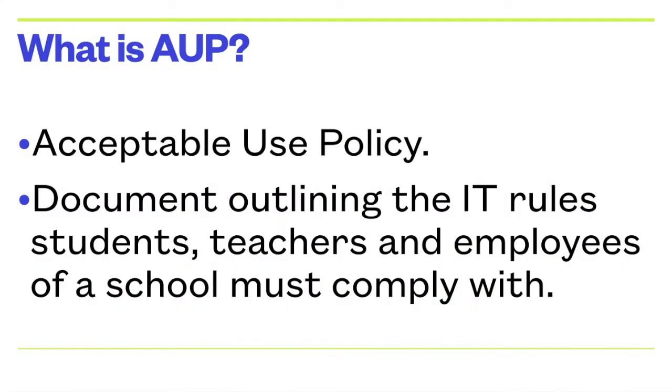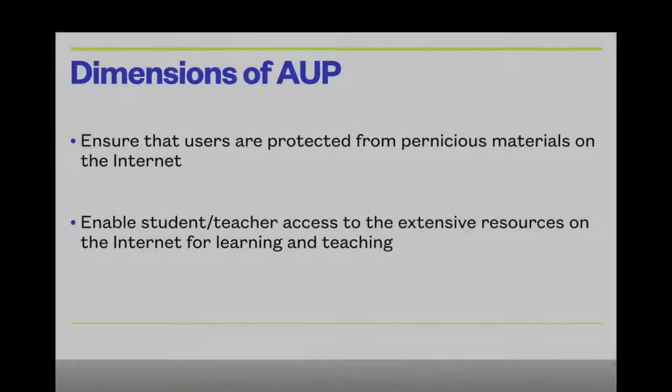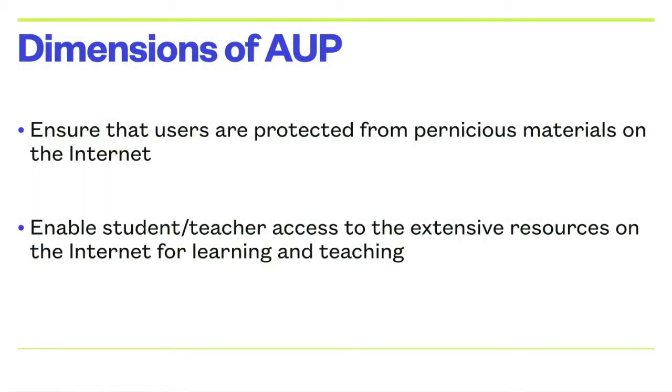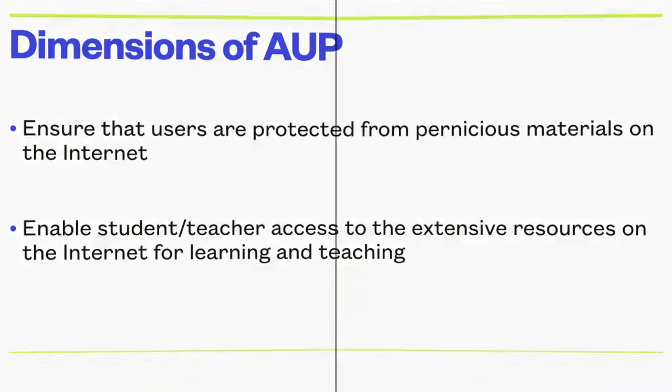First of all, what is an AUP? AUP stands for Acceptable Use Policy, and it is a document that outlines the technology rules that students and teachers must comply with within the school. Two dimensions of an AUP are that it protects the users from inappropriate material online, and it enables students and teachers to access extensive resources on the internet for their job and learning.